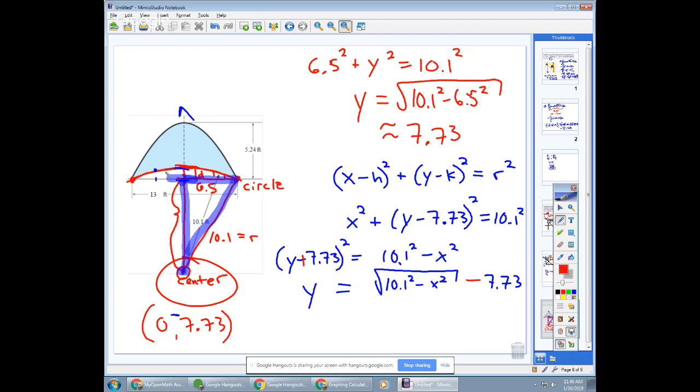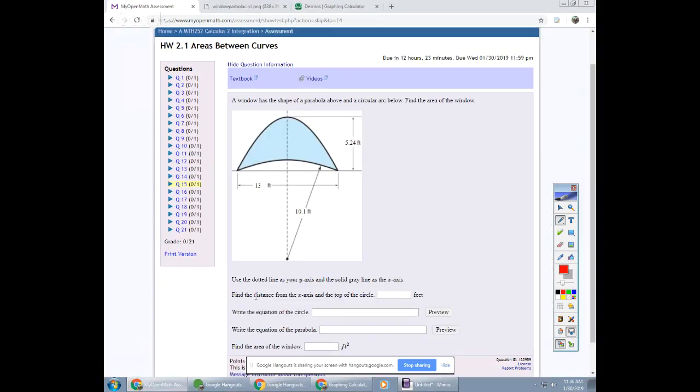So that's going to give me the y value of any point on the circle, and a y value is just the distance up from the x-axis. Right, so this right here is what they're asking for. If I wanted to plug in stuff here, the distance from the x-axis to the top of the circle is that function, the square root of 10.1 squared minus x squared. It needs to be a legit actual number, not an equation, because it just says find the distance to the very top of the circle. So they only want that one point.